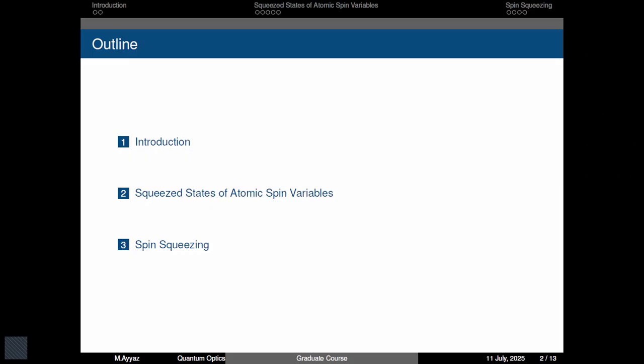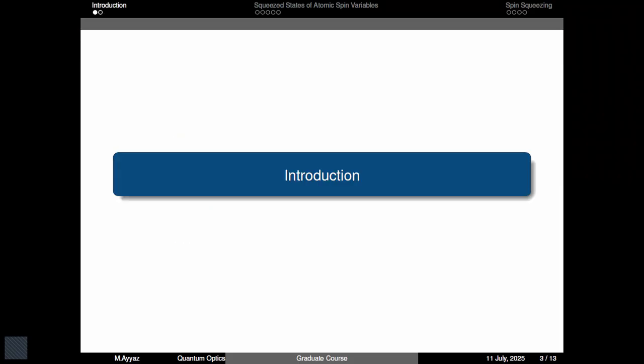So first, I will go through the introduction of spin, what is spin of the electron, and then I will discuss how we can generate squeezed states of atomic spin variables in a two-level atom. Then I will discuss how we can generate spin squeezing in a multi-atom system. So this is going to be very interesting. Let's start with the introduction.